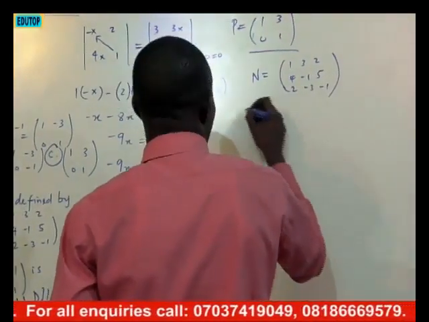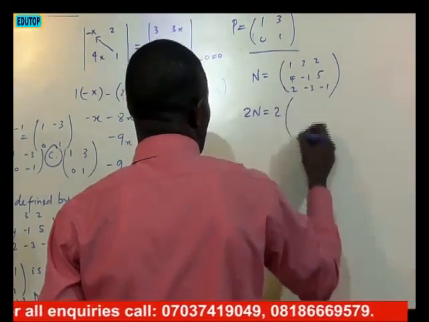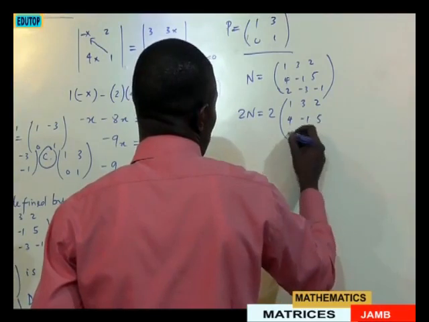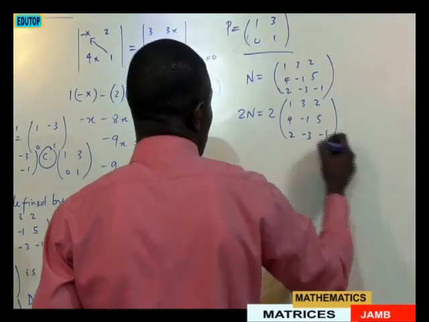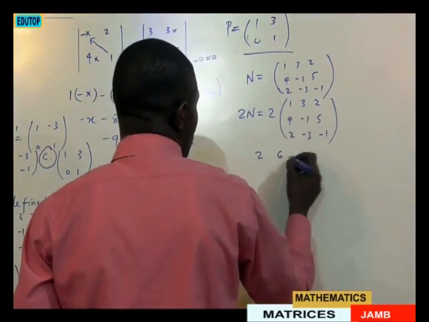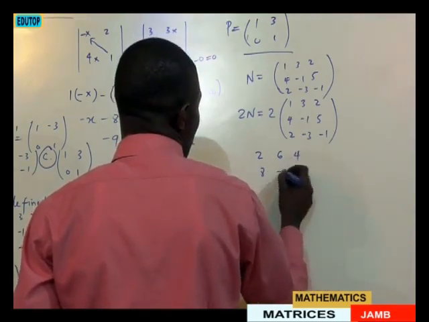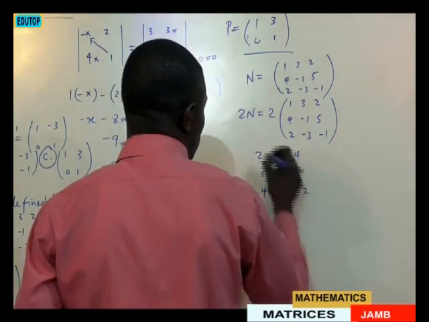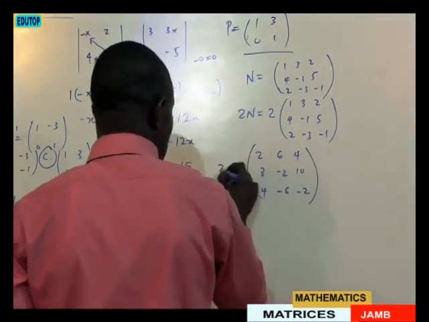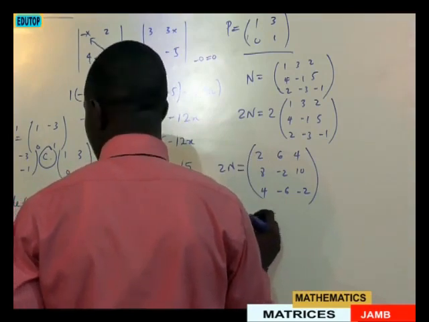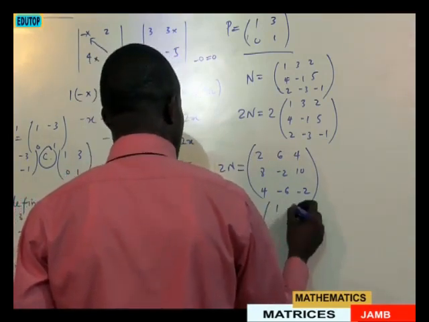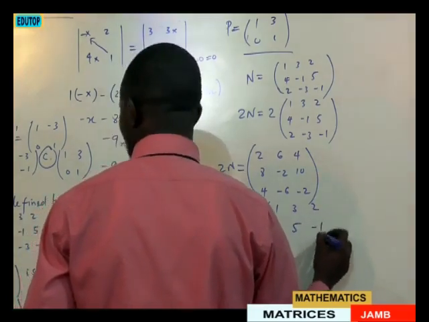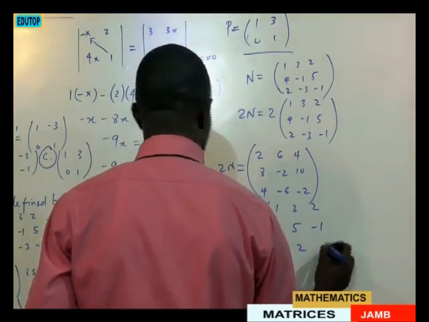So our 2N automatically becomes 2 into 1, 3, 2, 4, minus 1, 5, 2, minus 3, minus 1. So that will be 2, 6, 4, 8, minus 2, 10, 4, minus 6, minus 2. That's our 2N. Then our N is 1, 3, 2, 4, 5, minus 1, minus 3, 2, 0.